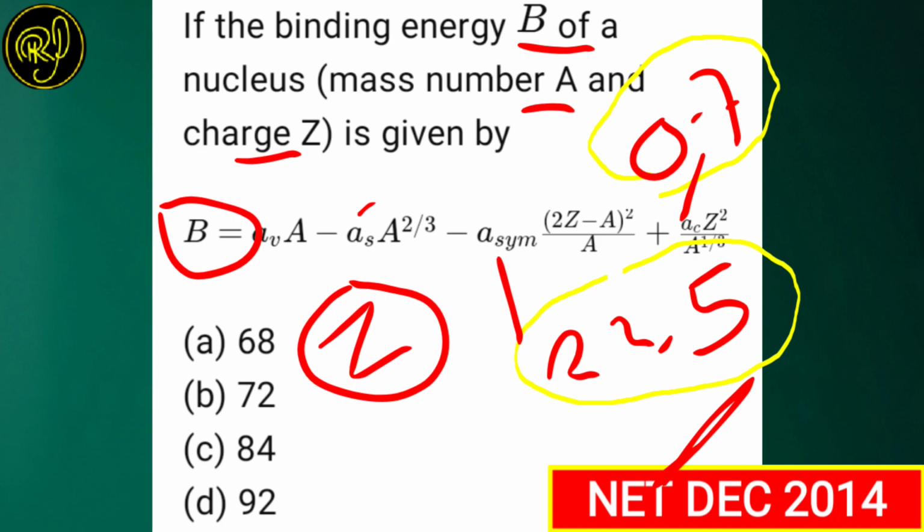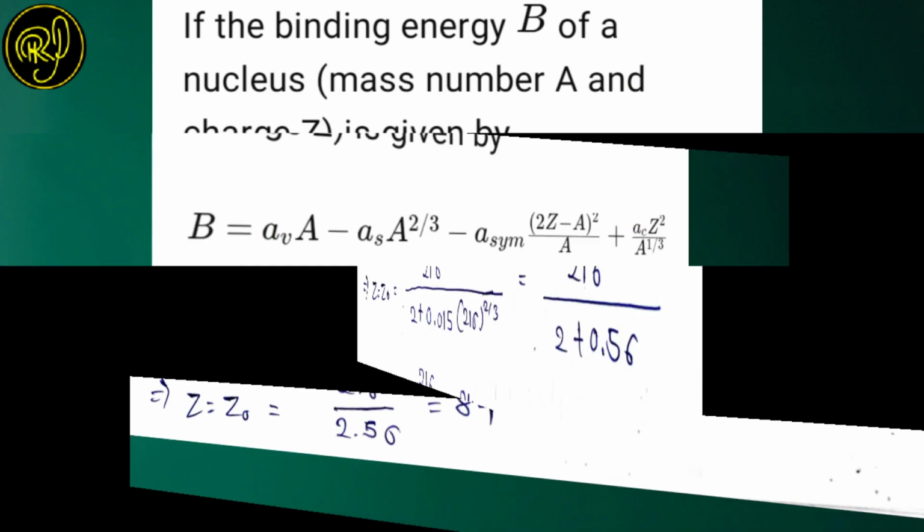Here your options are: A is 68, B is 72, C is 84, and D is 92. So which is correct? Let us now solve this question.